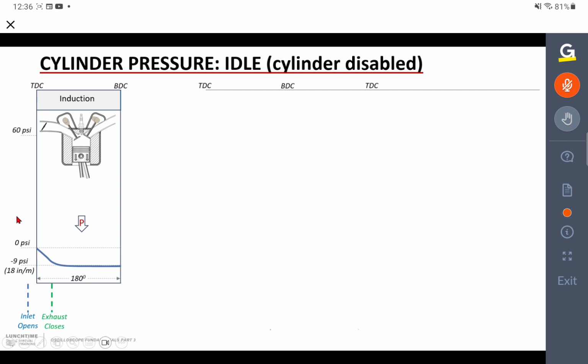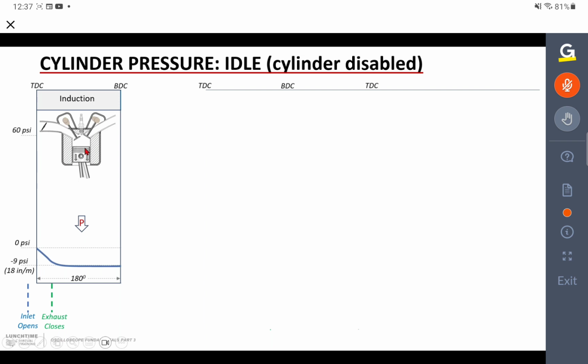And the pressure in the cylinder, when the piston comes down to the bottom, so at the bottom of the induction stroke, the pressure will have dropped down, it's actually a negative pressure, to about -9 psi. If you're using the traditional measurement, which was inches of mercury, 9 psi is about 18 inches of mercury, 10 psi is about 20 inches of mercury. So 9 psi, just double it, and that will give you your inches of mercury, give or take a fraction.